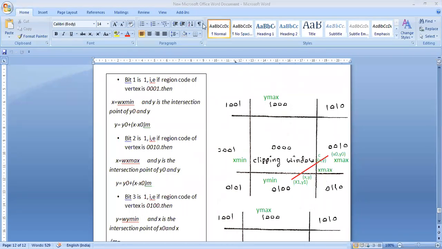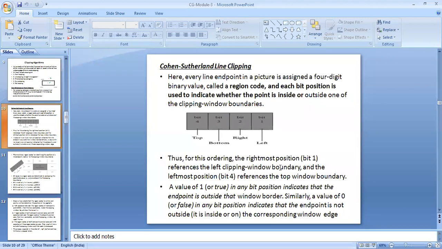The same thing has been discussed in the notes. The PPT itself is the notes. So how do we give the region codes? This is the left bit, right bit, bottom bit, top bit. Which is going outside the top, we will make this bit 1. Which is coming below the bottom, we will make this bit 1. Which is going outside towards the right of the window, we will make this bit 1. If it is going outside towards the left side of the window, we will make this bit 1.